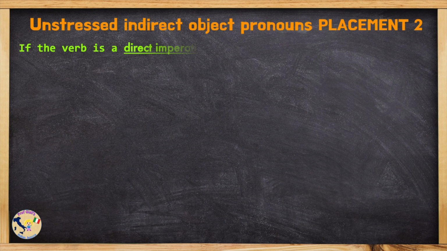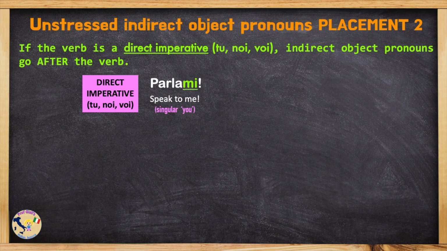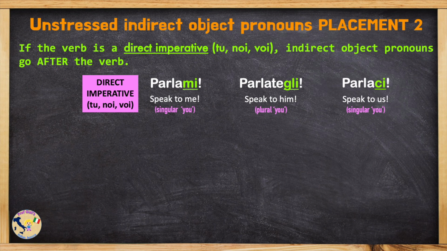If the verb is a direct imperative, and by that I mean the tu, noi and voi forms, unstressed indirect object pronouns go after the verb. The pronoun in this case is added at the end of the verb to form one word. Here are some examples. Parlami, parlategli, parlaci. Please be aware that in other forms of the imperative, the polite forms, rather than going after the verb, pronouns go before the verb. But I'll explain that in a separate lesson on imperatives.